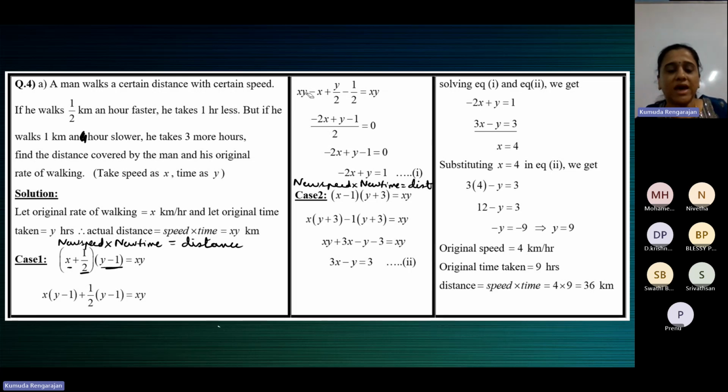Then xy on either side gets cancelled. Then you take the LCM, 2 is the common denominator, cross multiply, and this is the first equation. So xy is gone, and you get a proper linear equation in x and y.